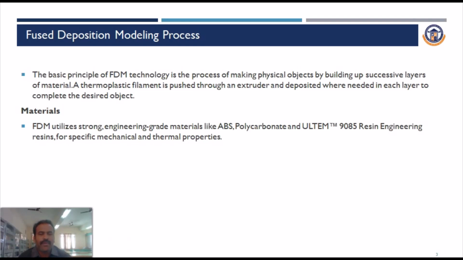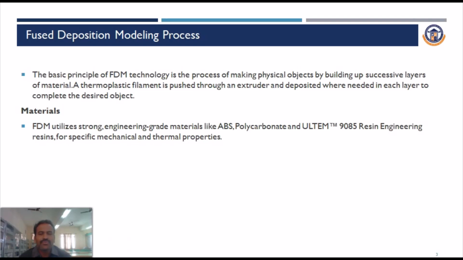The basic principle of FDM technology is the process of making physical objects by building up successive layers of material. A thermoplastic filament is pushed through an extruder and deposited where needed in each layer to complete the desired object. If there is any projection or overhanging part in our product, then we can also create a support structure. This is the principle of the fusion deposition modeling process.